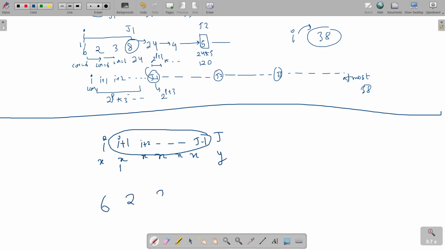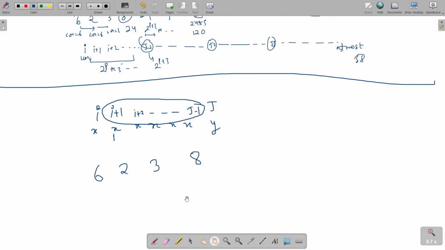For example, suppose x was 6. This was 2, this was 3, and this was 8. If we take the LCM of these two elements, we can also check manually, but that will not work in the given time complexity. So I am trying to apply binary search and range LCM queries to identify the next j in log n time. That's my goal.